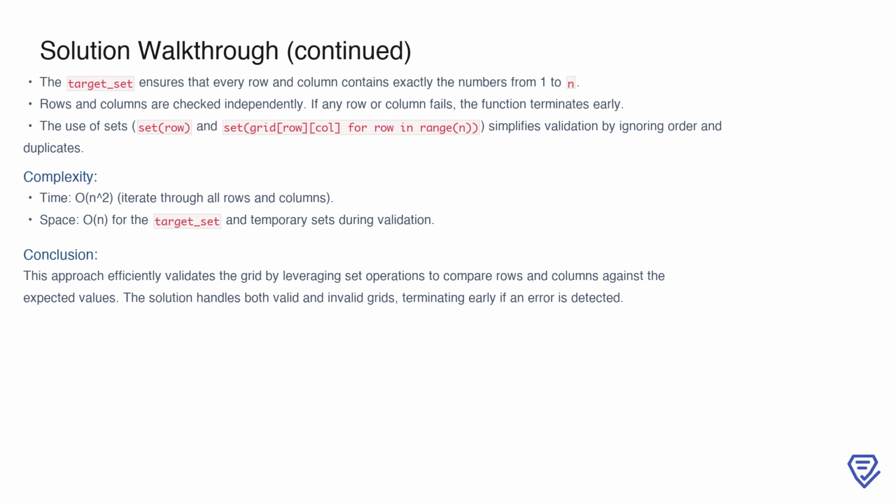The use of sets is highly efficient here, as it simplifies validation by inherently handling duplicates and ignoring the order of elements. In terms of complexity, the solution operates in O(n²) time due to the need to iterate through all rows and columns in the grid. The space complexity is O(n), which accounts for the target_set and temporary sets created during validation. Overall, this method is both efficient and straightforward, ensuring that grids are validated quickly while handling invalid cases appropriately.